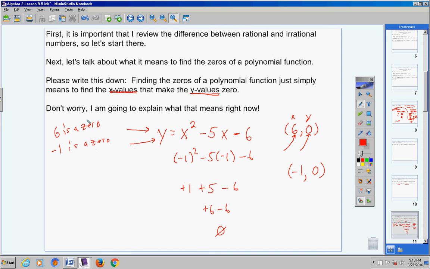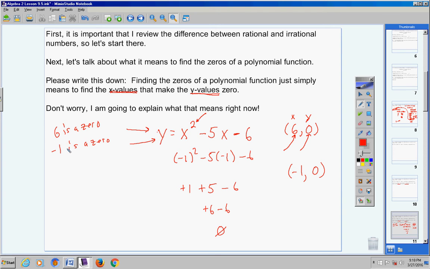Now, by the way, you'll never have more zeros than the degree. So I didn't say you would have to have that many. I said you'll never have more than that. So what degree is this polynomial function? Second degree. How many zeros do I have here? 2, so I'm finished. Those are the only zeros that exist.